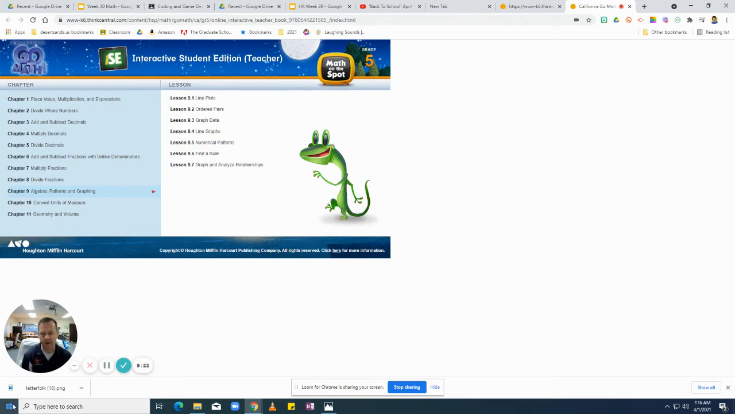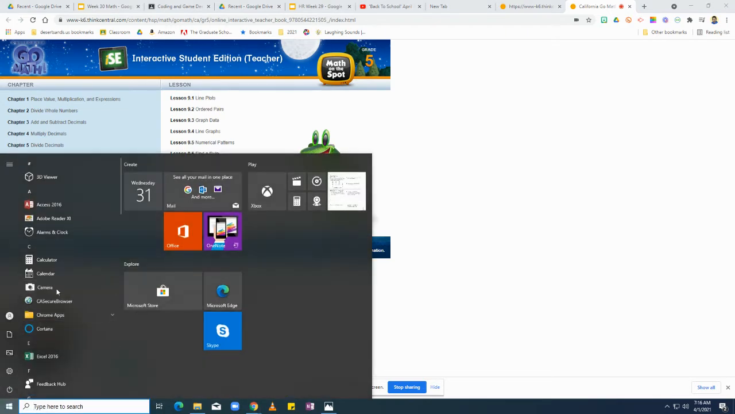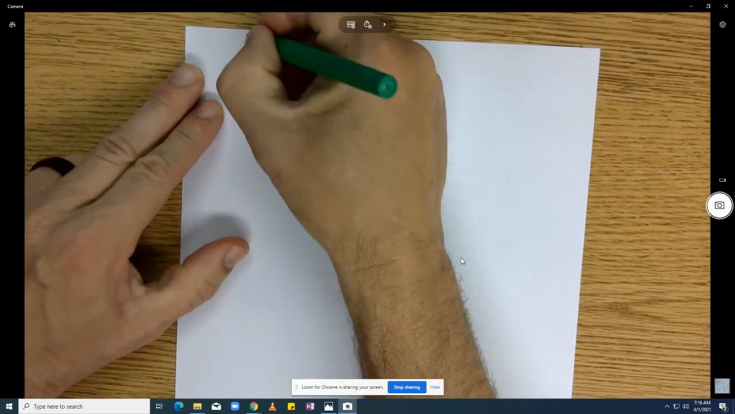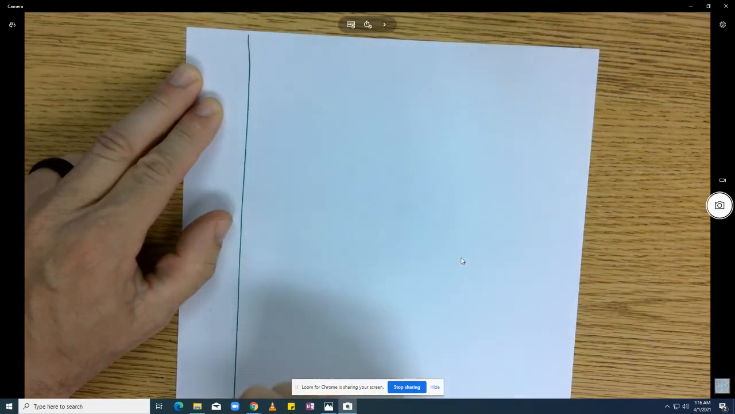Let's just do one on our own now. So I'm going to switch over to our document camera, set up our notes. All right, so here's our document camera. Scoot it over. Let's do our 3-column notes. So a line down here.